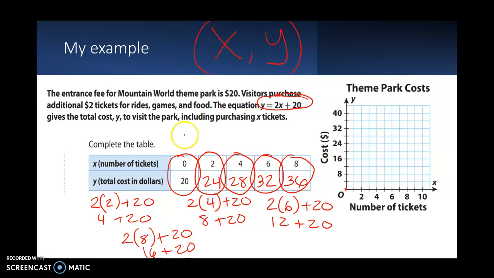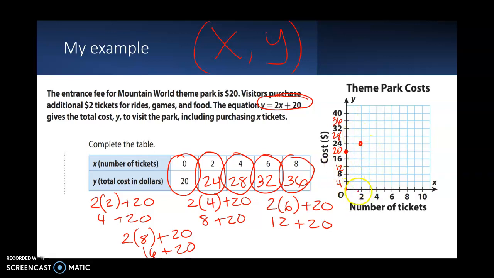So x for the first one is 0. 0 tells me to stay, so I'm not going to move. Y is 20, which tells me to go up, so I'm going to go up to 20. These go by 4s. So I'm going to go up to 20, put a dot. That's 0, 20. Next is 2 and 24. 2 tells me to go right 2, and then 24 tells me to go up to 24, make a dot.